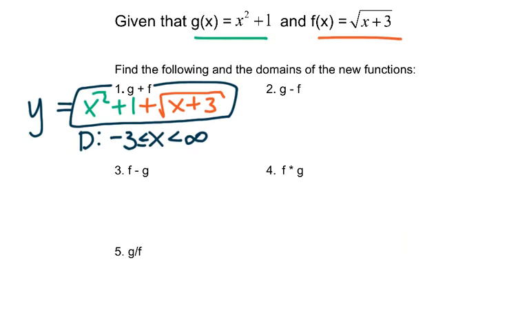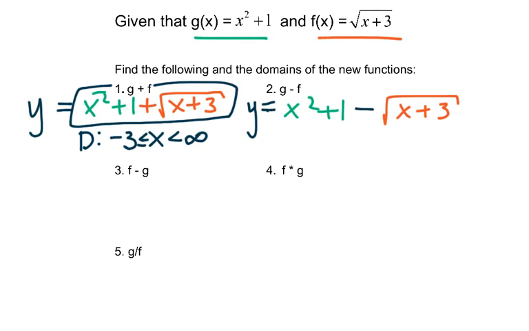The next example is g minus f. So now we're going to take the green one, x squared plus 1, and now we're going to subtract the square root of x plus 3. Not a whole lot changes here when it comes to what we're going to end up graphing. So we're going to take y equals and we'll graph that.